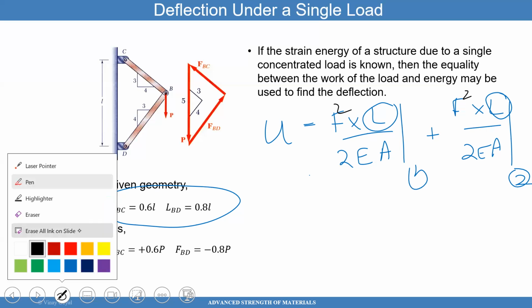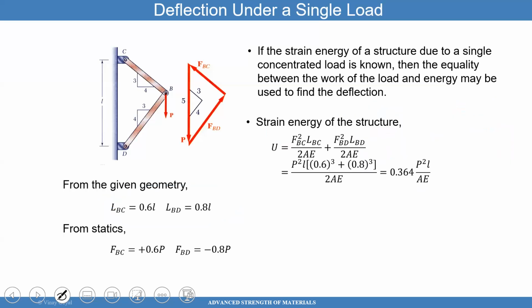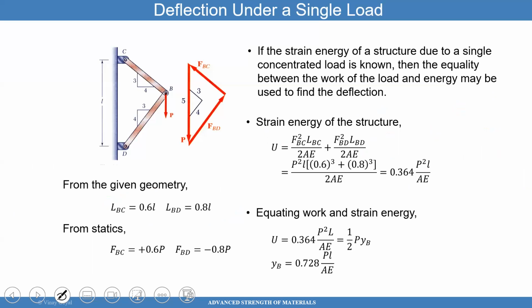The good news is that I did it correctly in my slide. So I should have just gone with that, right? But there you go. F squared times L divided by 2EA for bar number 1. For bar number 2, guess what? I know all those numbers. I know all of them. And I know that the energy has to be equal to 1/2 the deflection times the load P. So all I have to do is solve for y and I'm done.